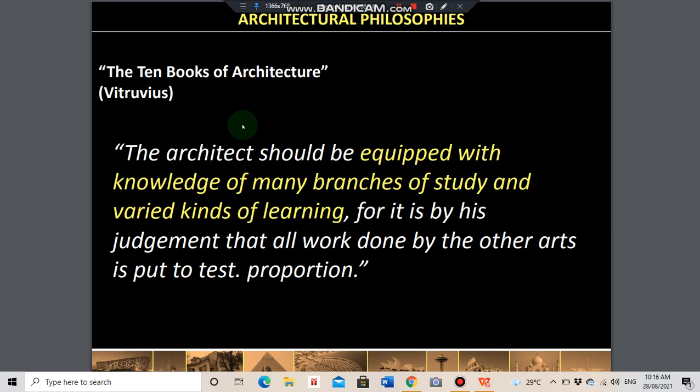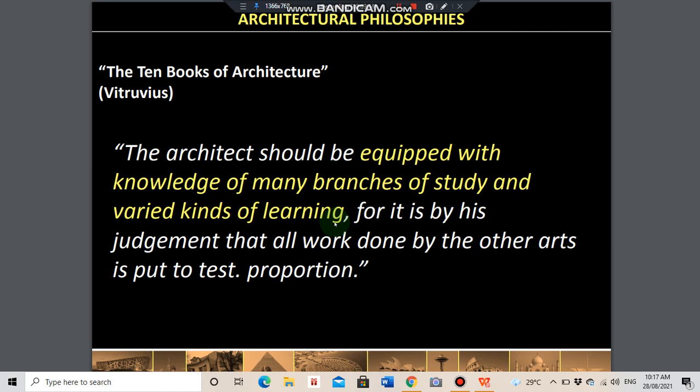The Ten Books of Architecture by Vitruvius, nakapaloob dito yung kasabihan, ano, or saying, or the philosophy, the architect should be equipped with knowledge of many branches of study and varied kinds of learning. No? So, dapat yung arkitekto daw maging handa, equipped with knowledge of many branches of study and varied kinds of learning. So, that's why yung Bachelor of Science in Architecture, napakalawak ng kanyang scope. Ano? Napakalawak.